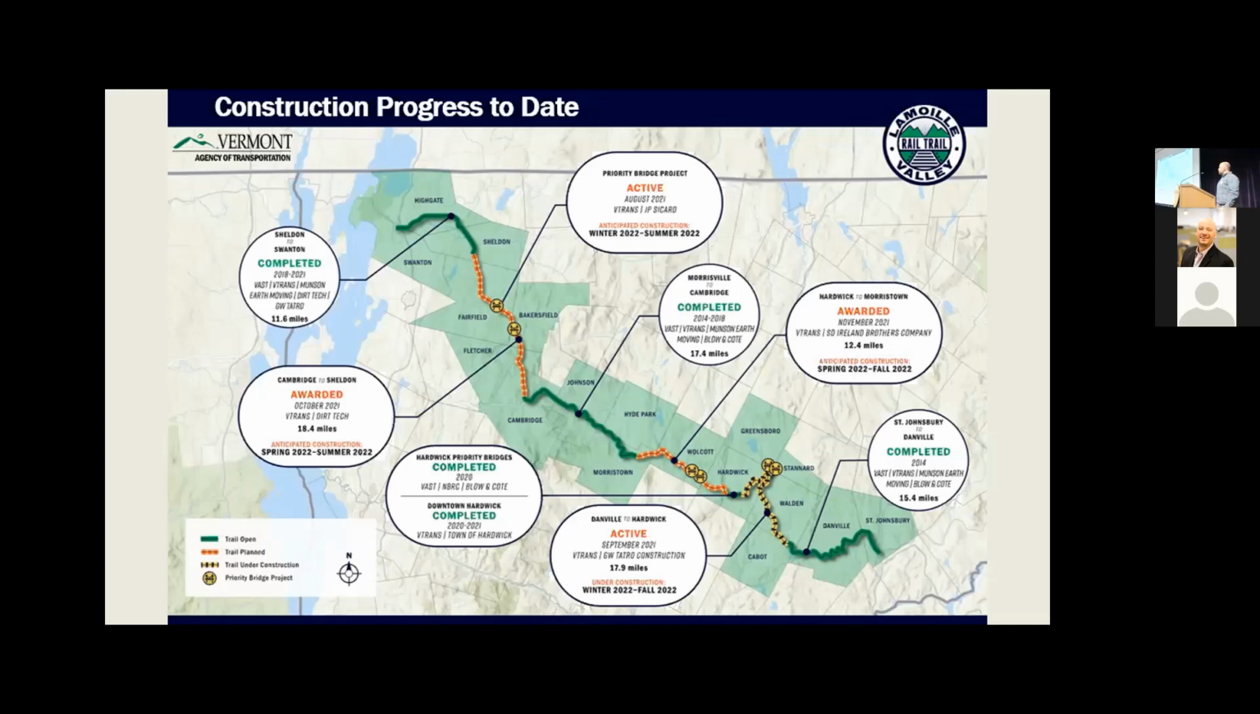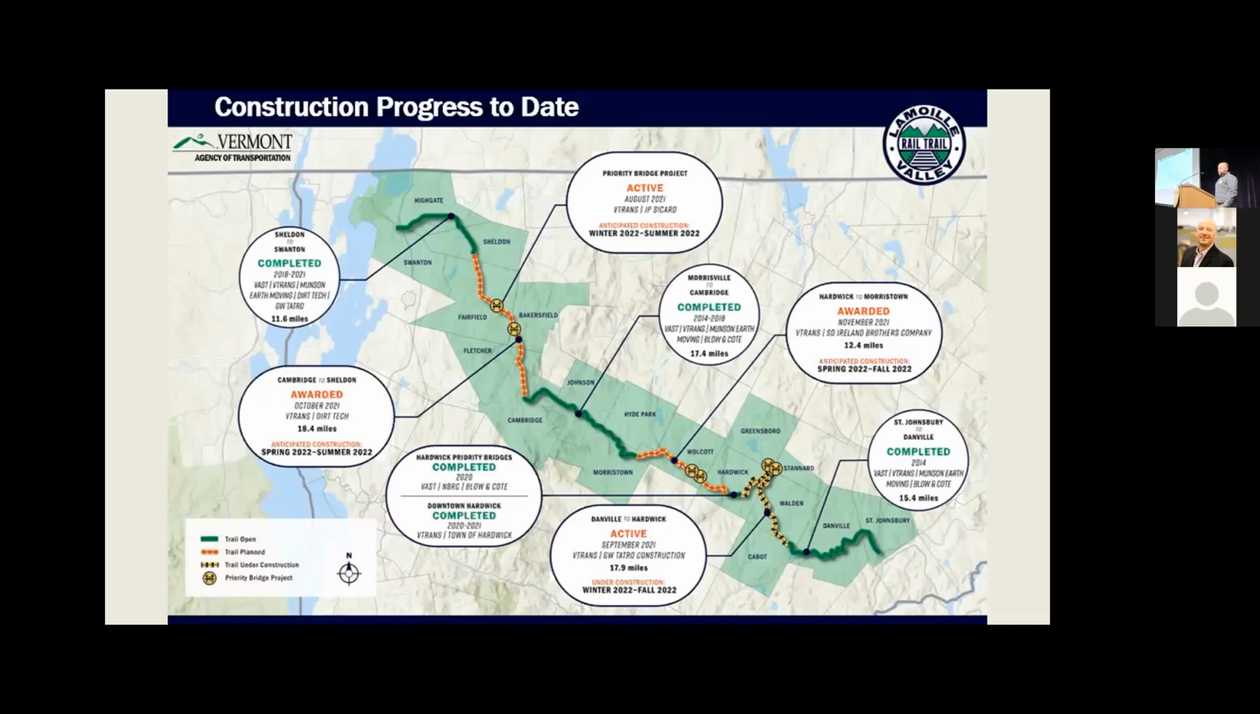Next, moving east to west, we have Danville to Hardwick. That has been awarded to GW Tetro, a 17.9 mile segment. They are also active under construction, but sort of in a winter shutdown mode. They did some clearing and grubbing, basically preparing to really get underway in the spring. Moving next, Hardwick to Morristown. That's LVRT 12. That's been awarded to SD Ireland. We just had a pre-construction conference for that segment yesterday. They're getting their submittals in, getting underway.